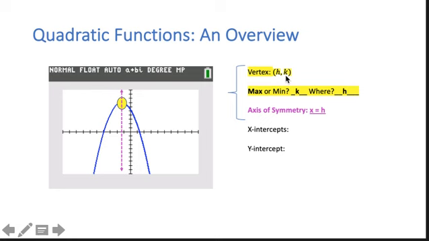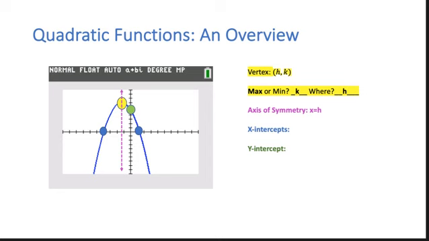Okay, now just looking at the graph, not actually figuring out these numbers, what about the x-intercepts? The x-intercepts is where the graph goes through the x-axis. That's these blue dots. And finally, the y-intercept. The y-intercept is the green dot on the graph. It's where the graph goes through the y-axis. Okay, so that's an overview.